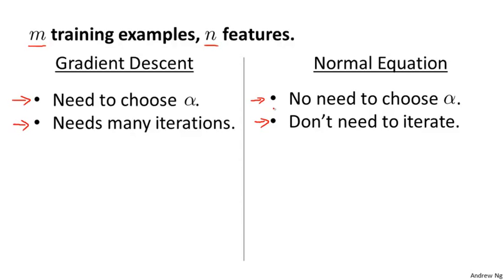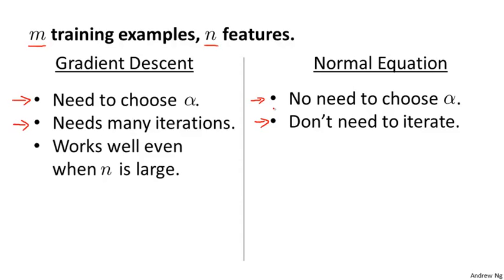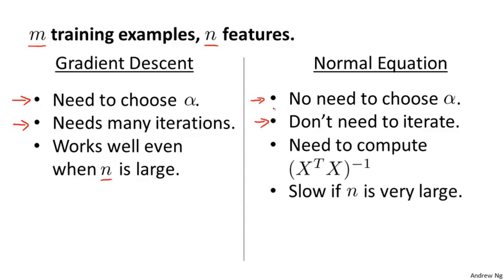Here are some disadvantages of the normal equation and some advantages of gradient descent. Gradient descent works pretty well even when you have a very large number of features. So even if you have millions of features, you can run gradient descent and it'll be reasonably efficient and it'll do something reasonable. In contrast, for the normal equation, in order to solve for the parameters theta, we need to compute this term, X transpose X inverse.